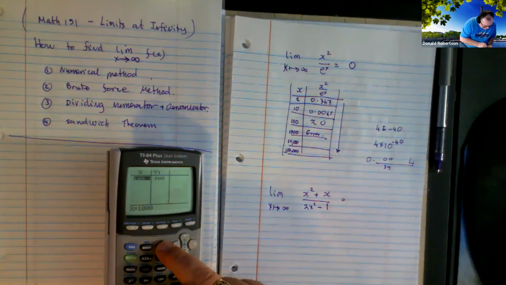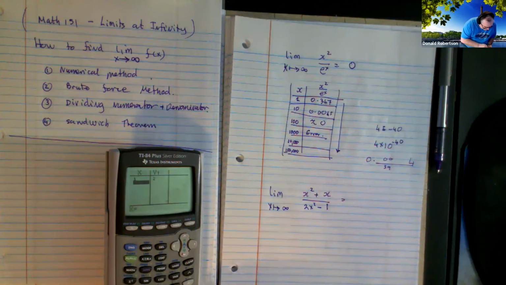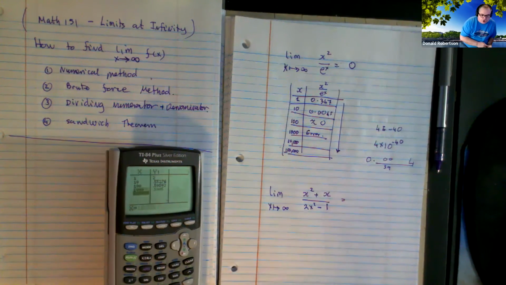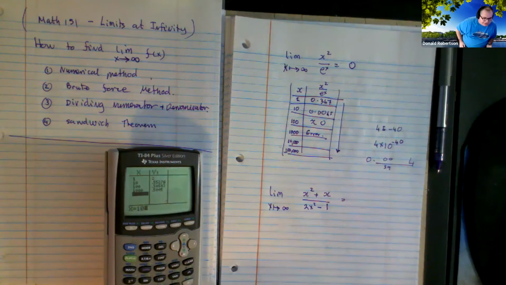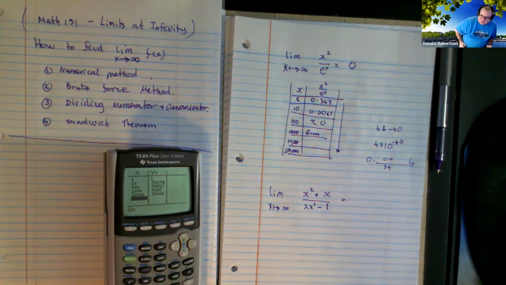You put in 1, you get that answer. You put in 10, you get that answer. You put in 100, you get that answer. You put in 1,000, you get that answer. Maybe one more, 10,000. What do you think the limit is based on the pattern that you can see in this table?